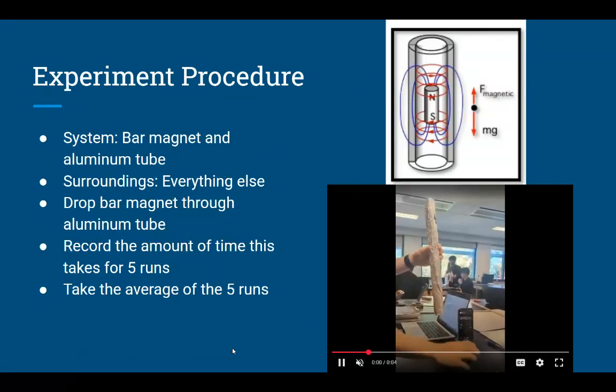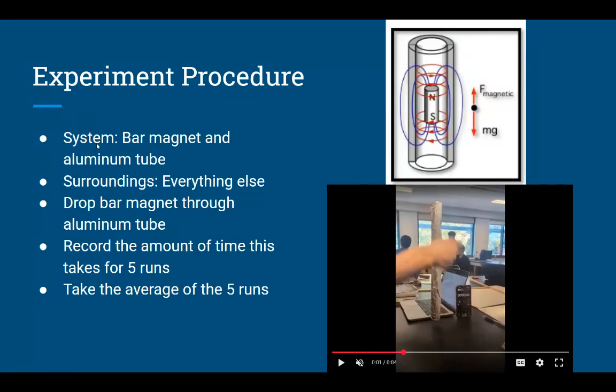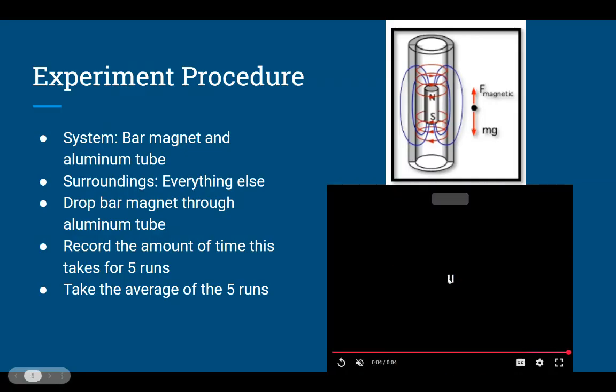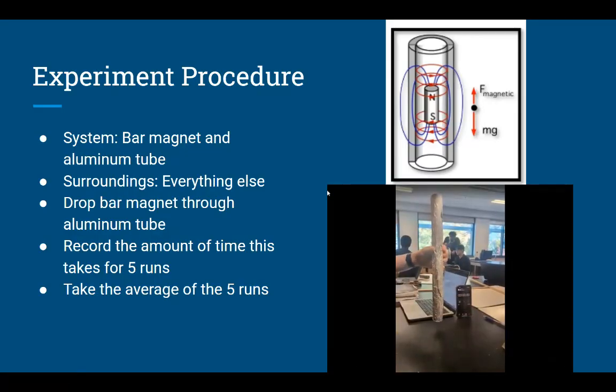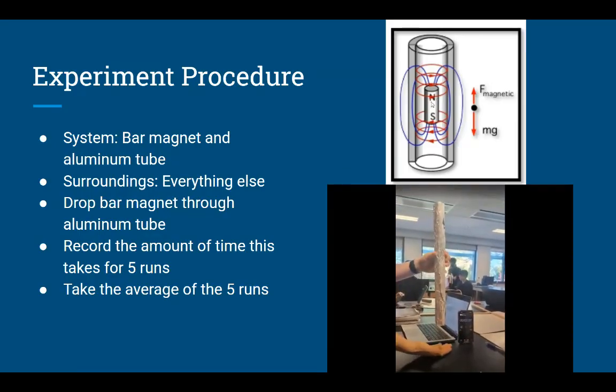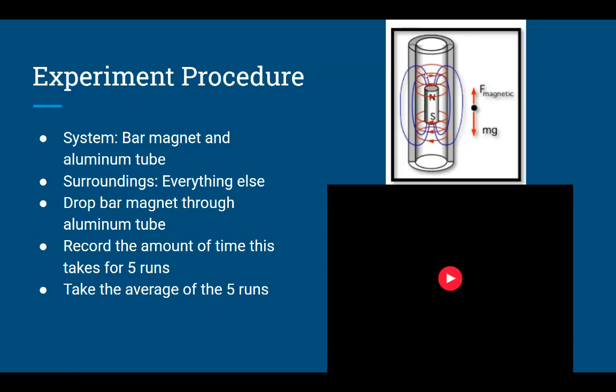So for our experimental procedure, this is going to be the video down here. We have our system, which is a bar magnet and an aluminum tube. The surrounding is everything else. So we're just going to drop a magnet through the tube, just like in this video. So drop through, and it comes out at the bottom. And then you record this for 5 runs and take the average. As you can see, as this falls, it creates a current that spins, which creates a magnetic field, which is going to push it up, resisting the force of gravity.